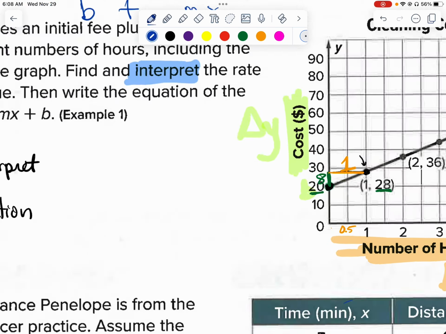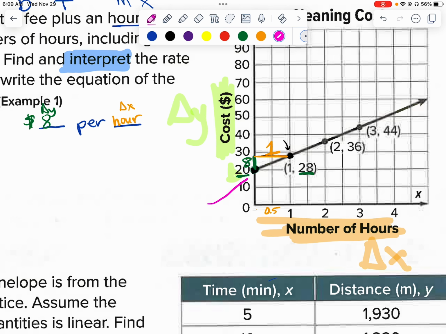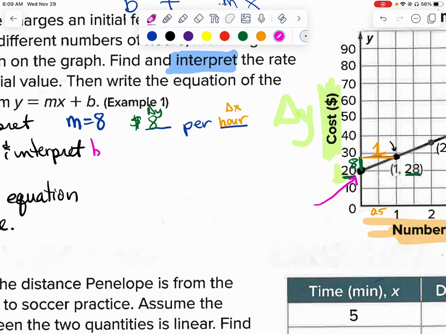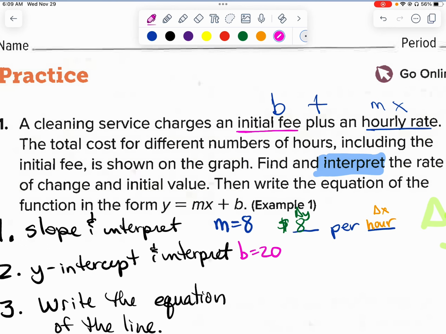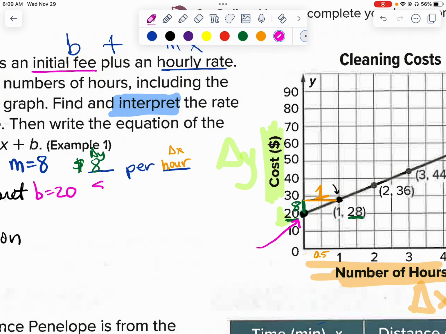Then it asks for the y-intercept. So that means the y-intercept is where it hits the y-axis. It hits the y-axis at 20. So my b value is 20. But what does 20 mean? Right here, we talked about the initial fee. A cleaning service charges an initial fee. So $20 is the initial fee for the cleaning service.